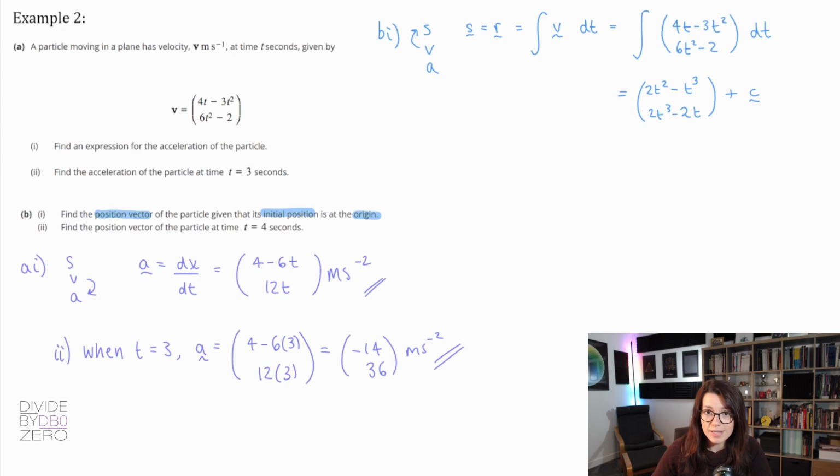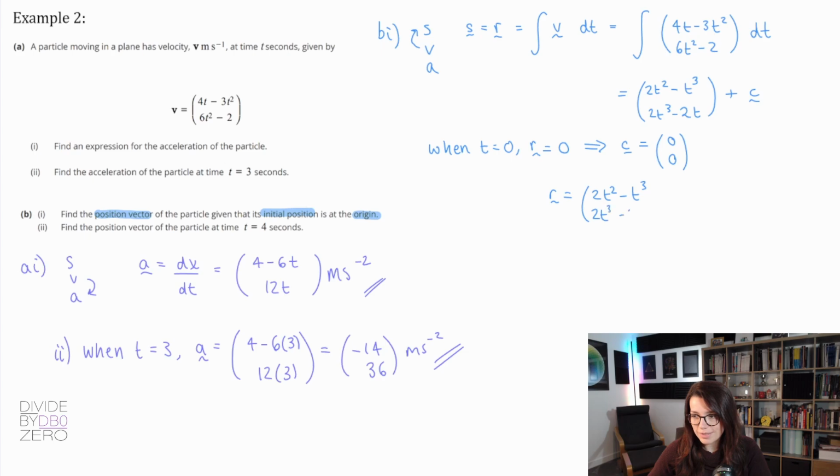Now we can use the information given to try and find c. So they say that initially it's at the origin. So we could say when t equals 0, r equals 0. Therefore, the c vector is also going to be 0, 0, because if you sub in 0 for r and 0 for t, that's what you'll get for c. Therefore, altogether, we've got r equals 2t squared minus t cubed, 2t cubed minus 2t, and that's it in meters.